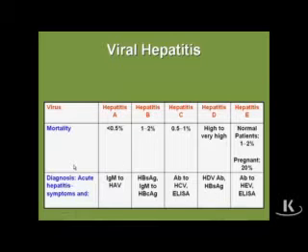All right, last for the tables, we're just going to look at some of the mortality rates here. Typically, hepatitis A has a low mortality rate. Hepatitis E has a fairly low mortality rate, except for in pregnant patients. It's about 20%.